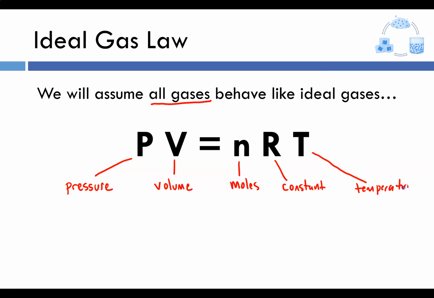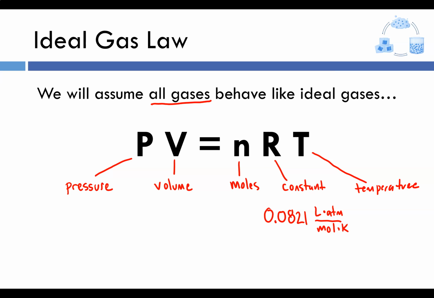Our gas law constant, if you were just to Google ideal gas law constant, you'd come up with a bunch of different values for R. The one that we're going to work with is 0.0821 liter atmospheres per mole Kelvin. The units of R are extremely important. They're telling you what units the other values have to be in.